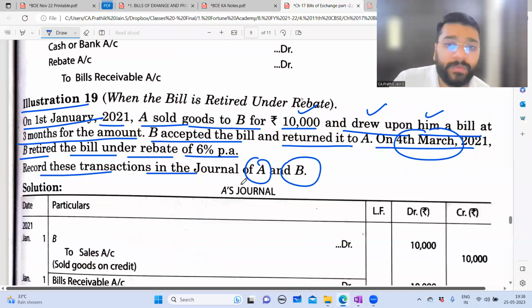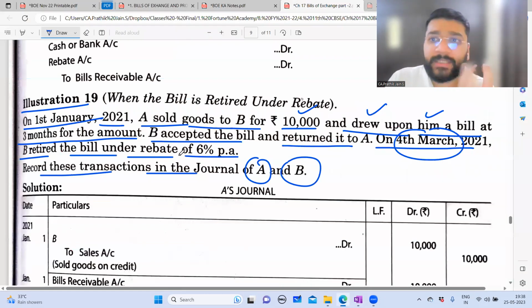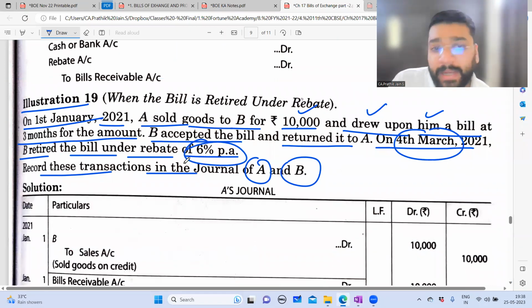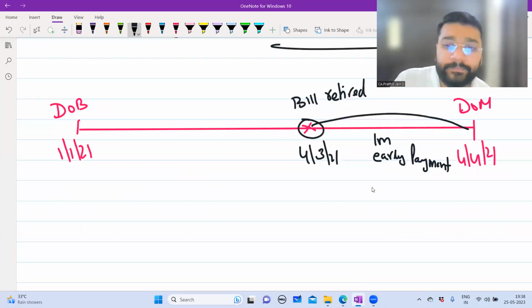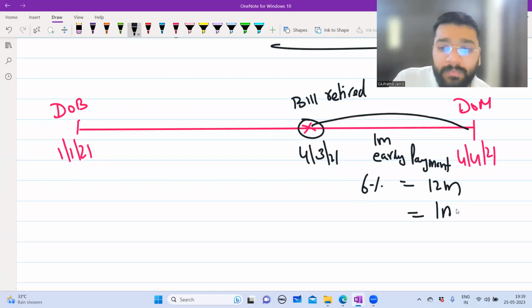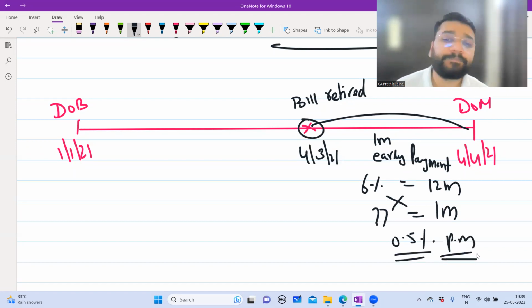So here, guys, the rebate the customer will be getting is 6% per annum. So for 1 month, how much rebate will he get? 6% is for 12 months. Then for 1 month, how much? If you cross multiply, you'll get 0.5% per month. 6% is equal to 12 months, and for 1 month you'll get the proportionate interest, 0.5%.